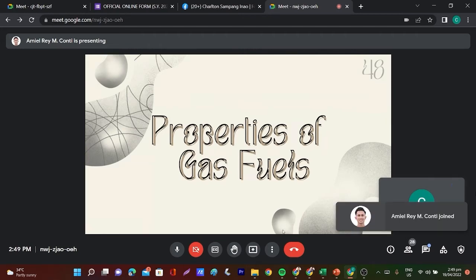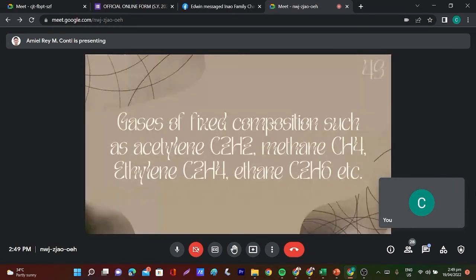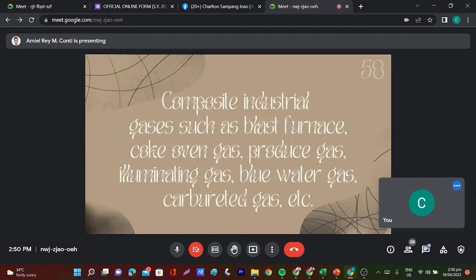Fuel, usually yung mga gaseous fuel ay yung gases na may fixed composition such as acetylene, C2H2, methane, CH4, ethylene, C2H4, and ethane, C2H6. Next. Ang example ng mga gaseous fuel ay yung mga composite industrial gases. Ang example niyan is yung blast furnace, coke oven gas, producer's gas, blue water gas, and many other more.